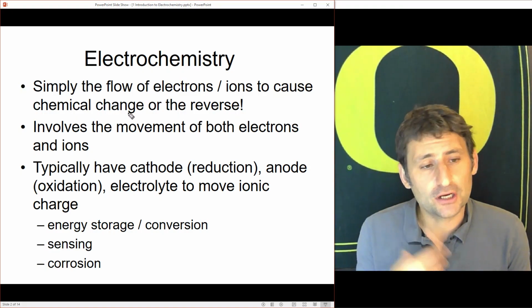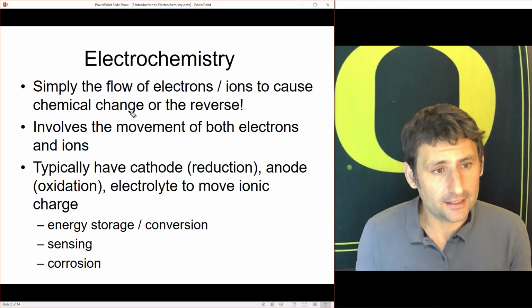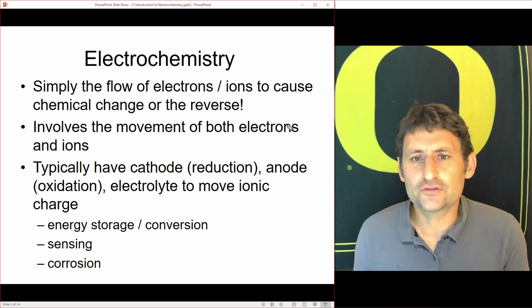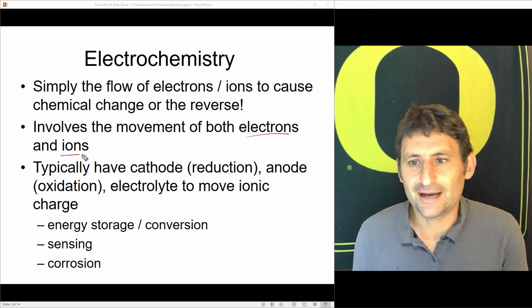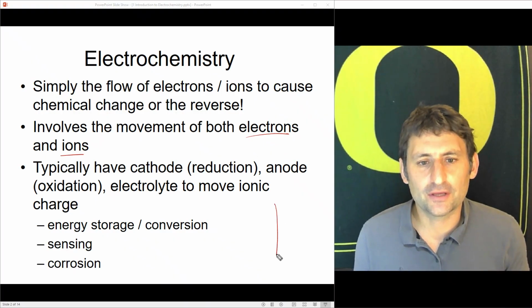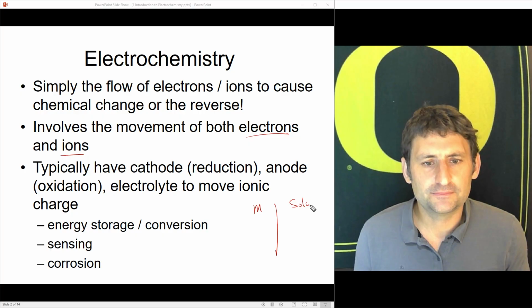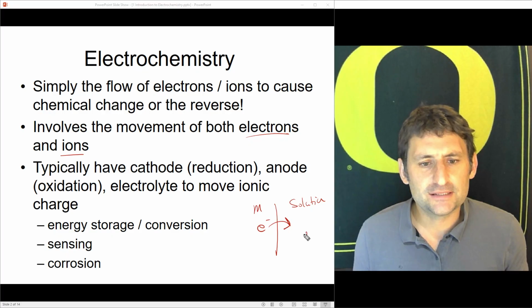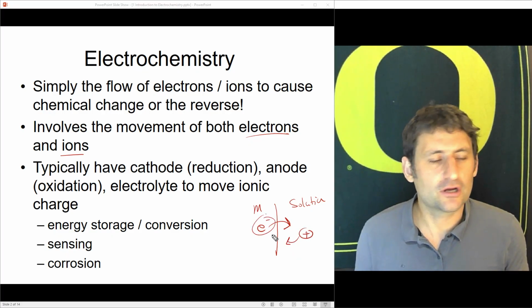Chemical change can cause the flow of electrons and ions to give, for example, energy in a battery. It involves the movement of both electrons and ions. This is particularly important if you think about an electrode, say a metal, and a solution. If I have an electron in the metal and I transfer it into the solution, there's going to need to be some movement of ionic charge to compensate that electronic charge that moves.